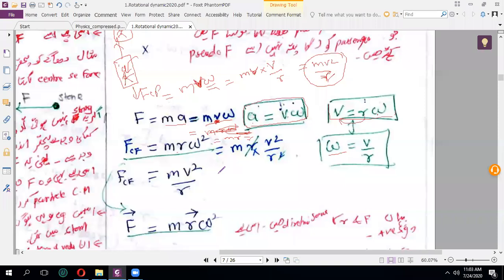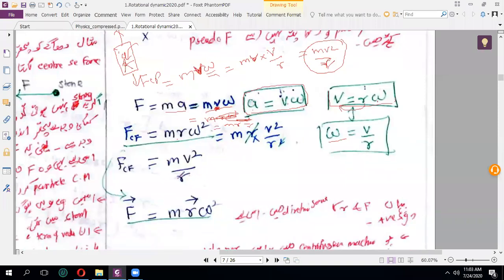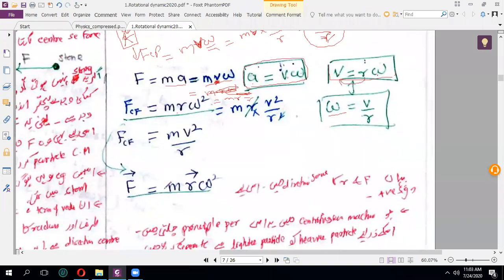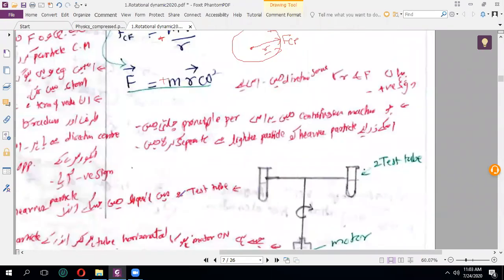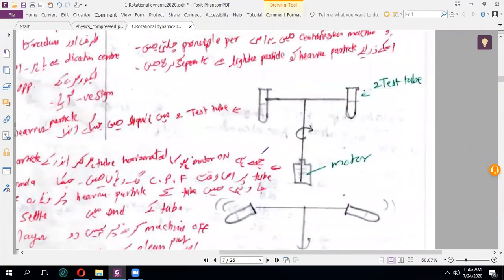The formula is the same. What is the difference between the formulas here? Now see, there is no negative sign here. Why is there no negative sign? Because in circular motion, the r represents the direction away from the center, and the centrifugal force is also away from the center. So both are in the same direction. That is why we are representing the positive sign. Understood?